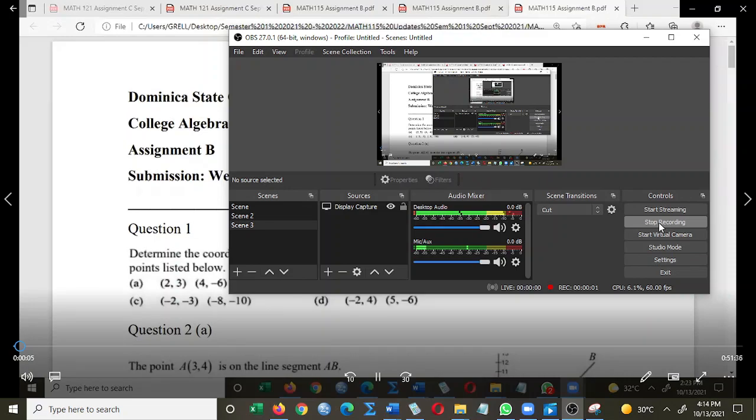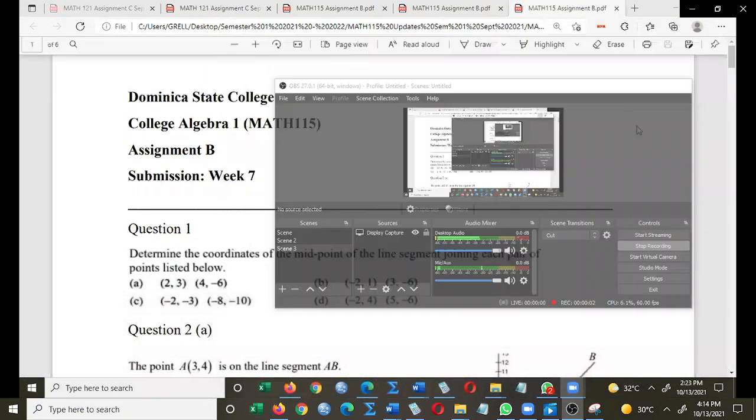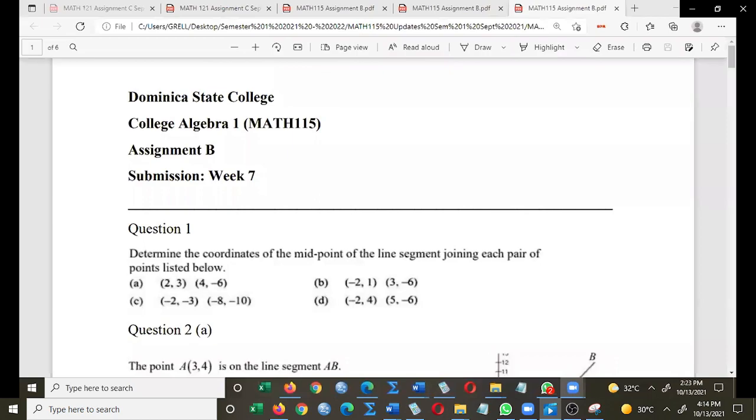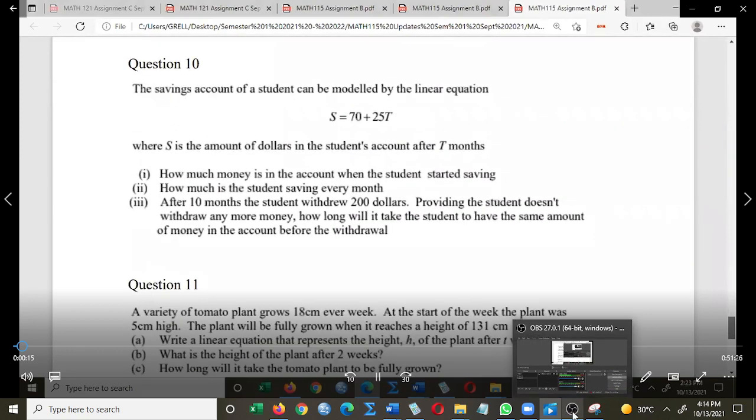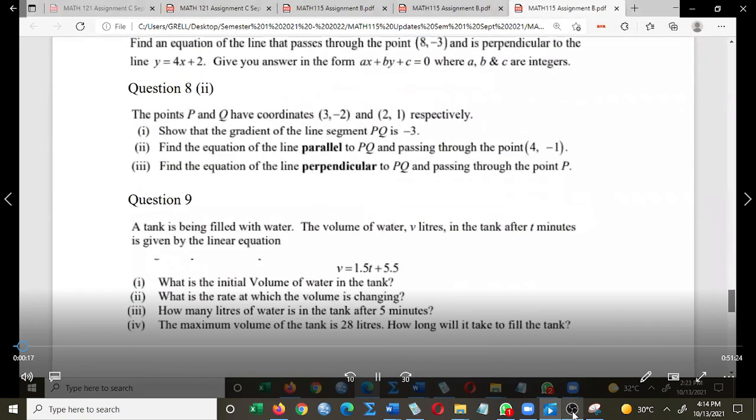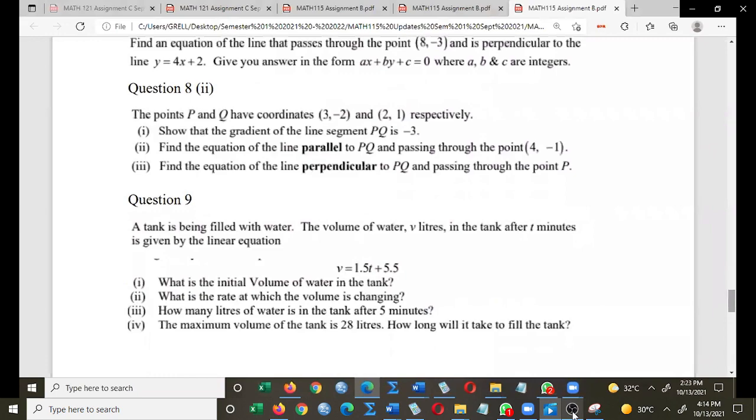So we are on assignment B. Submission is in week 7 on the 22nd, next week Friday. Saturday morning, right and early. We are on number 9, which is a different section in coordinate geometry, more or less an application thereof. Numbers 9 to 12 are application questions of coordinate geometry.